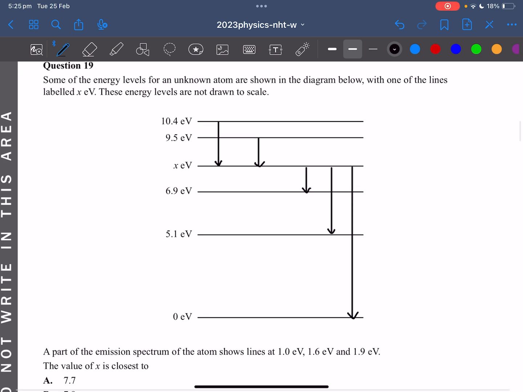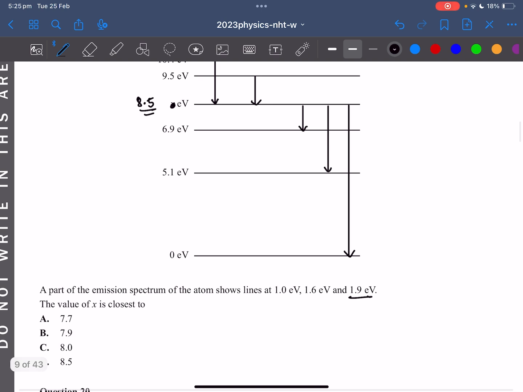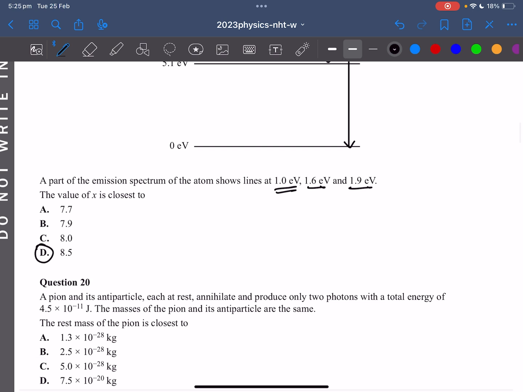Okay, so I'm going to try substituting X as 8.5 and see if this gives me the answer. 10.4 take away 8.5, I got 1.9. Okay, let's try 9.5 take away 8.5. That is going to give me 1, which is good. And I do 8.5 take away 6.9. It gives me 1.6 as well. So my answer is going to be option D here.